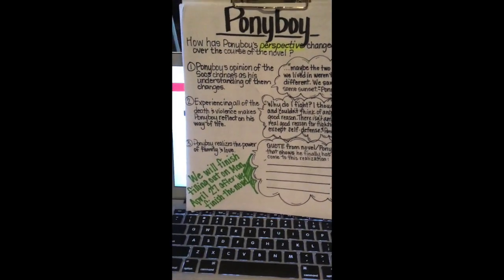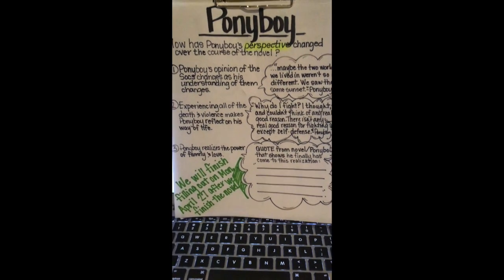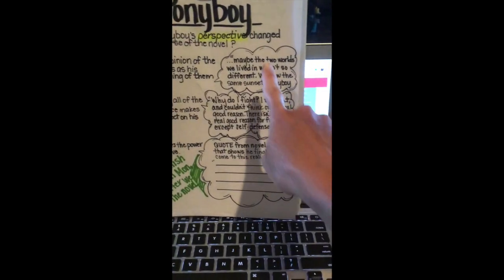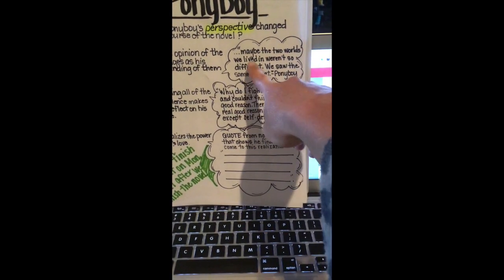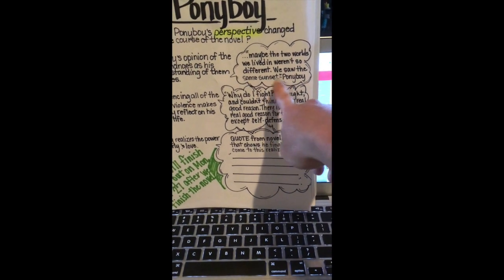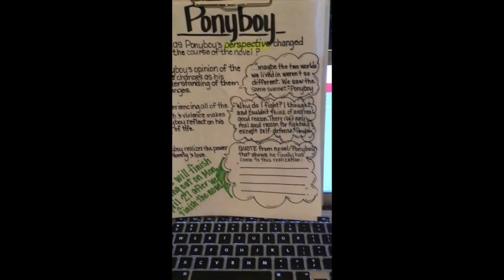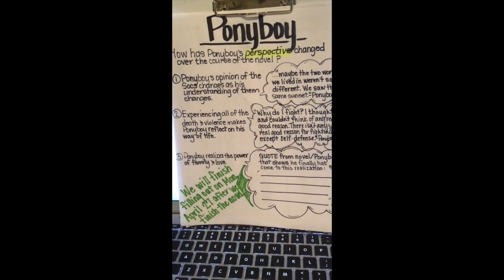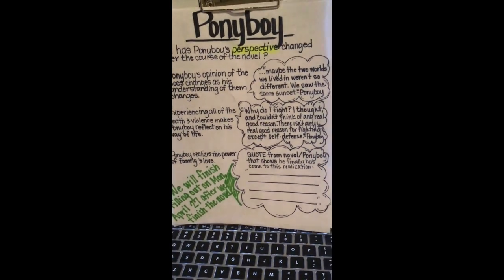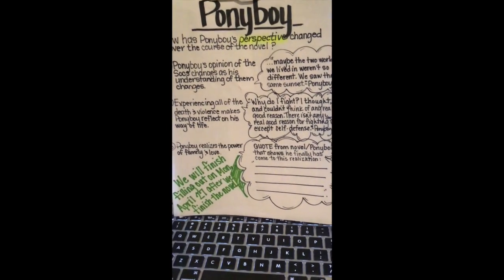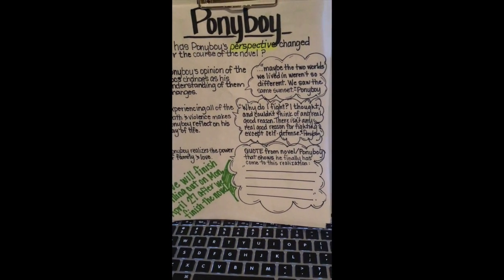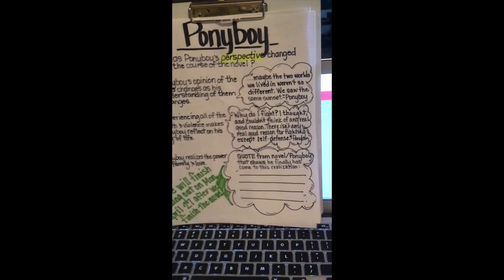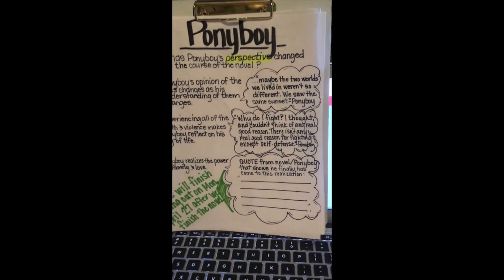So his perspective has changed because, for instance, Ponyboy's opinion of the Socs changes as his understanding of them changes, and then you're going to write a quote. For instance, "Maybe the two worlds we lived in weren't so different. We saw the same sunset." And Ponyboy says this to Cherry Valance, or about Cherry Valance, after he meets her. I think this is in like chapter 3. And he's talking about their conversation that they have at the drive-in movie theater. At first, he feels like the Socs are just bad, completely awful people. And then after talking to her, he kind of sees things differently.